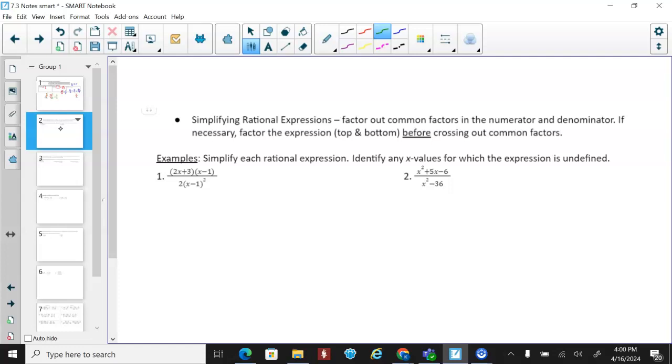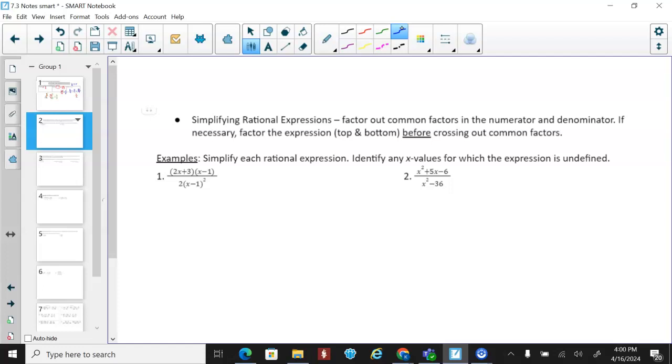All right, so simplifying rational expressions: factor out the common factors in the numerator and denominator. If necessary, factor the expression top and bottom before crossing out common factors. So basically, you want to have everything simplified to a binomial. Okay. Now we have learned, we had a review on factoring.